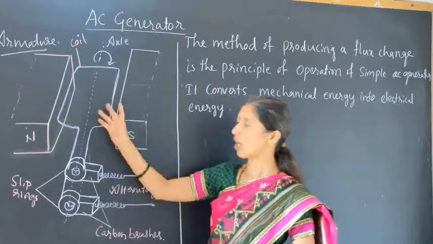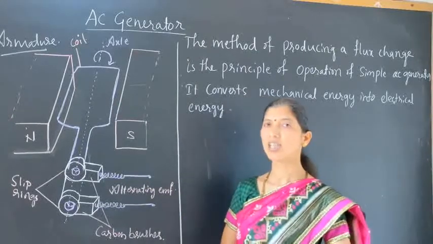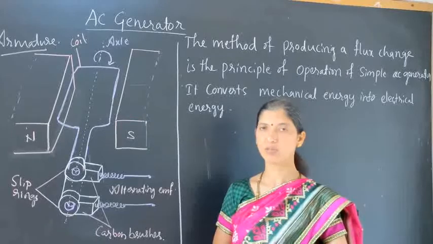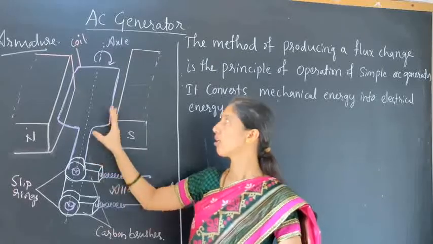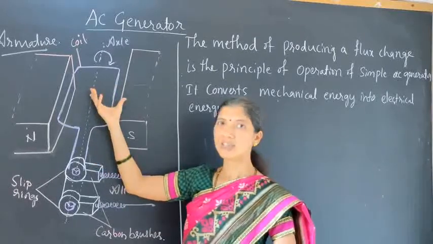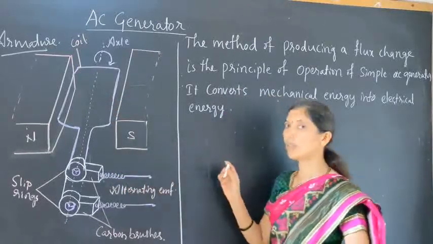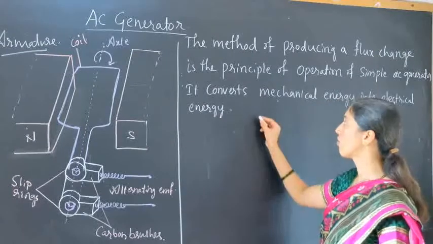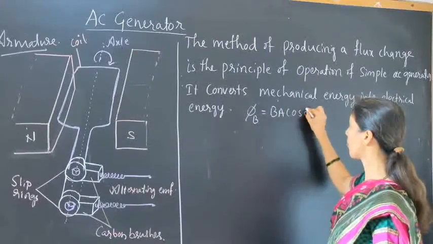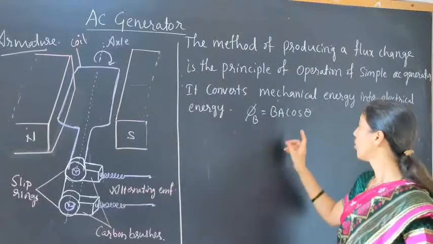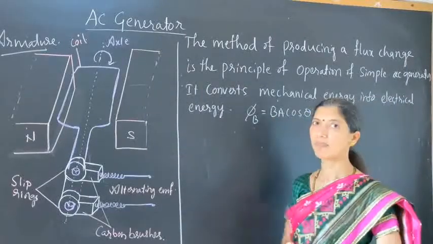Now as the coil rotates, there is a change in flux. Whenever there is a change in flux, EMF is induced. This process we know. While rotating this coil, there is a change in the magnetic flux, and we have studied that the magnetic flux phi B is equal to B A cos theta, where theta is the angle between B and A.